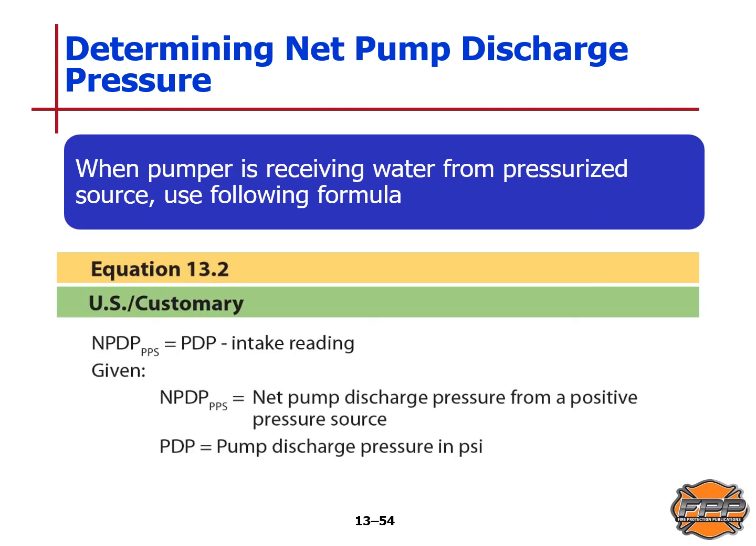When the pumper is receiving water from a pressurized source, use the following formula. NPDP PPS equals PDP minus intake reading. Given that NPDP PPS is the net pump discharge pressure from a positive pressure source, and PDP is the pump discharge pressure in PSI.